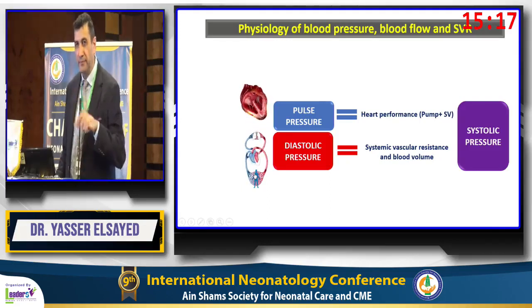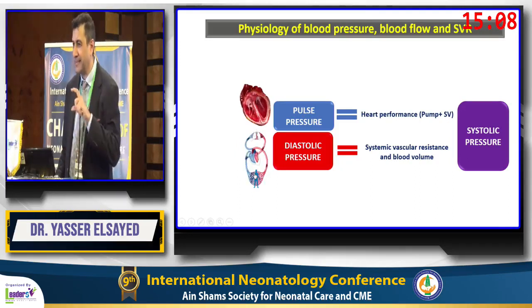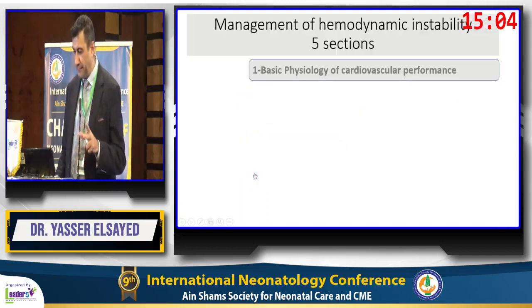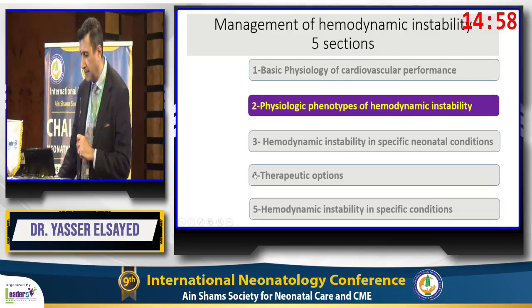And then the sum of both, pulse pressure plus diastolic, will give the systolic pressure. So don't consider that systolic is reflective of systolic performance of the heart, because it is the sum of both pressures. So based on that, we have five categories, or phenotypes, of systemic or hemodynamic instability.